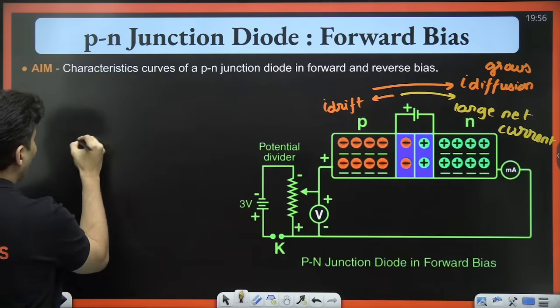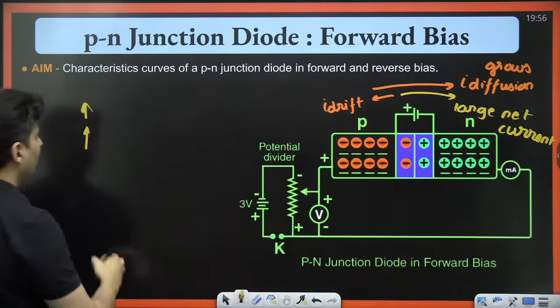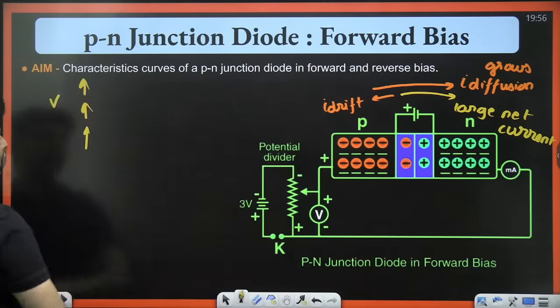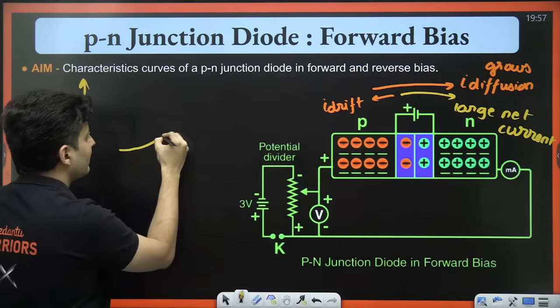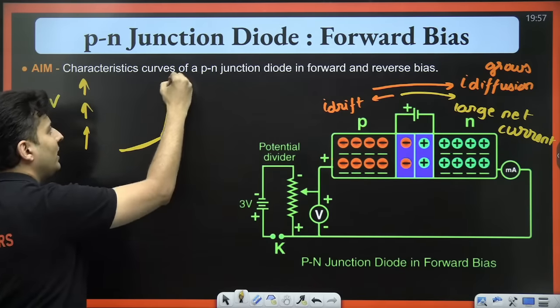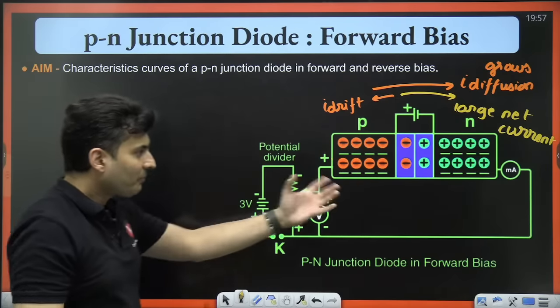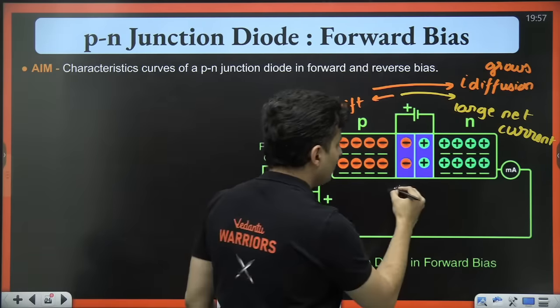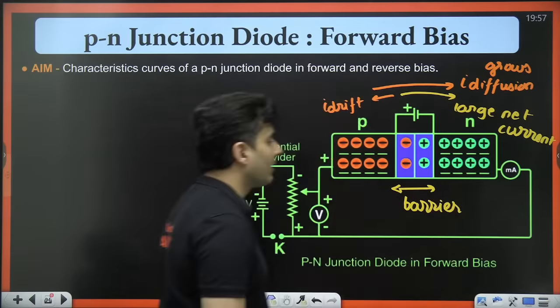When you slowly increase the voltage applied across P and N, first the current does not increase so much, it increases by a marginal amount. After a point, it shoots up. Why does that happen? It is because there is a barrier which is created.